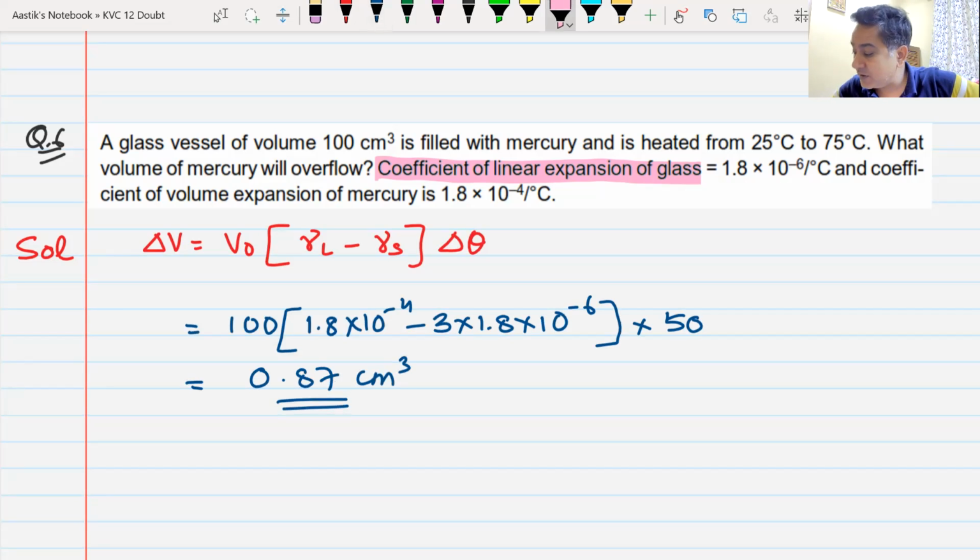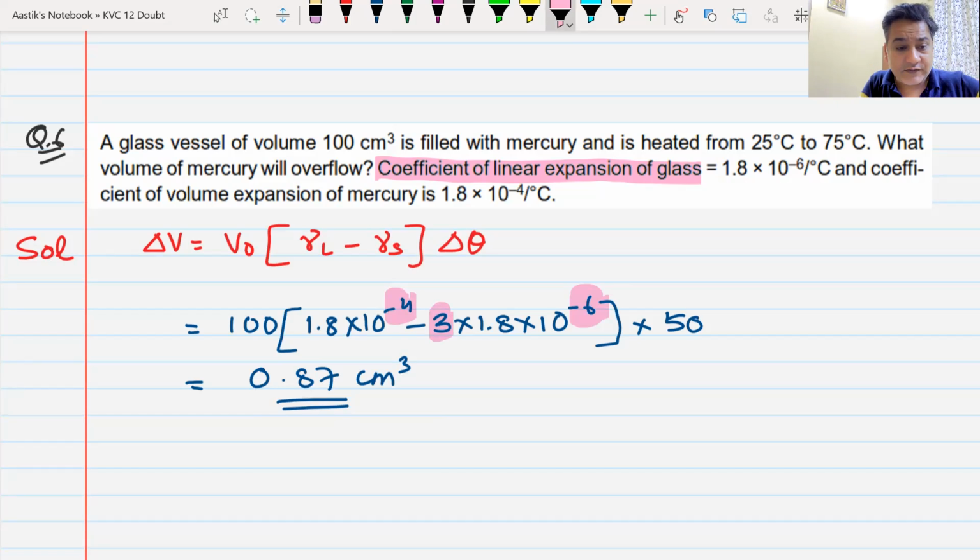Remember, be very careful about this power. This is 10 raised to the power minus 6. This is 10 raised to the power minus 4. And this is multiplied by 3. If you keep all these things in mind, I think you should do good enough to solve this question. Do we understand this? Yes, sir. Everyone understands this?